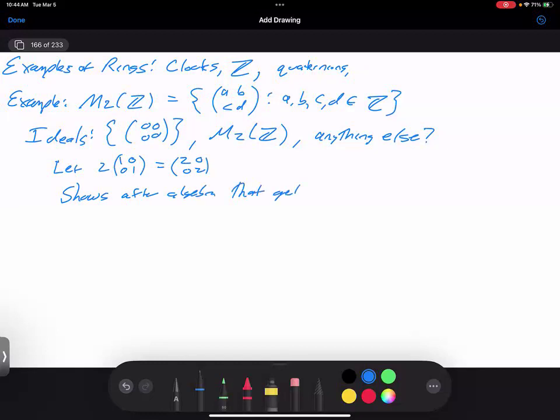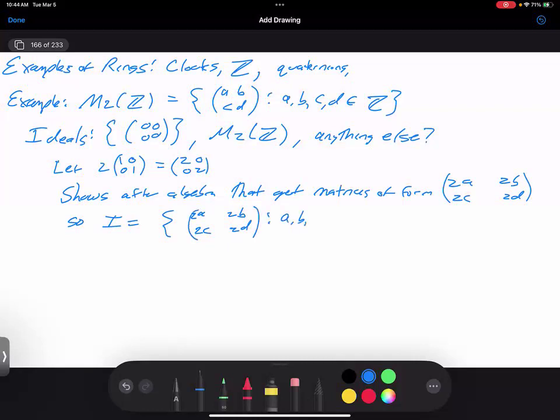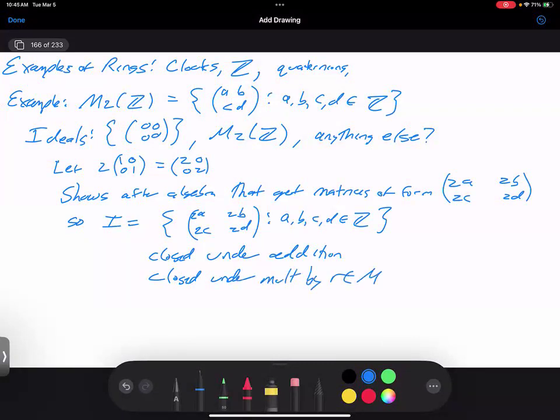Your matrices can be of the form 2A, 2B, 2C, 2D. So I equals the set of all matrices 2A, 2B, 2C, 2D, with A, B, C, D in Z. It's closed under addition. It's closed under multiplication by R in M2 of Z.